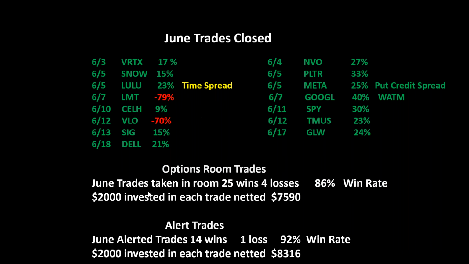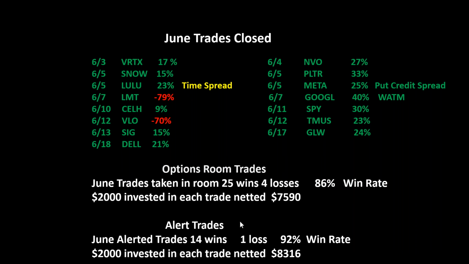But the options room in June was really nice. We had 25 wins, 4 losses, 86% win rate. There's that number again. 2,000 invested at each trade, 75.90 in the room. The alert service, 14 wins, 1 loss, 92% win rate on the alerts. The alerts were really, really good.